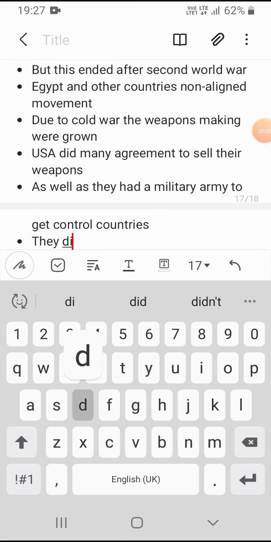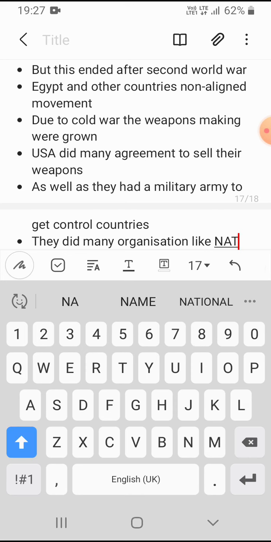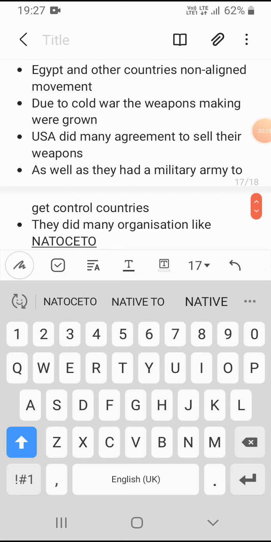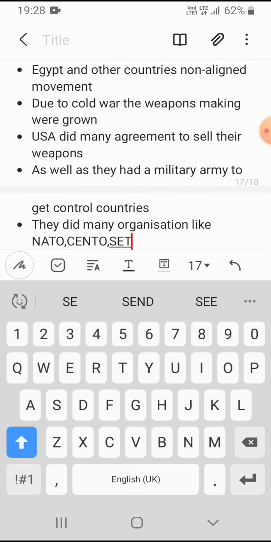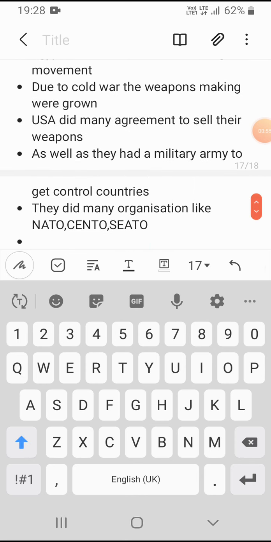They created many organizations, like NATO, the North Atlantic Treaty Organization. Afterwards, they made another organization called CENTO, the Central East North Treaty Organization, and another one is SEATO, the Southeast Asian Treaty Organization.